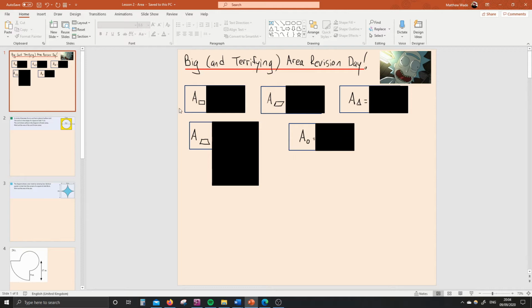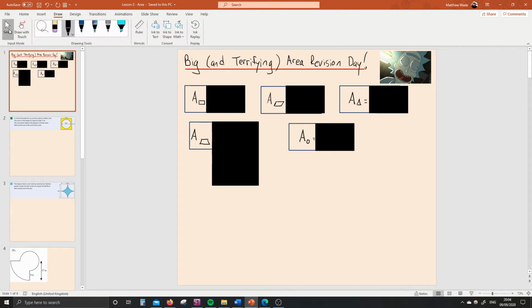Cool. So, to begin with, my lovelies, we have got the area for a rectangle. Now, you might notice that I like to draw it like that. It's just because I can't be bothered to write the word rectangle. So I've put a capital A and a little subscript of a rectangle, and that means area of a rectangle. Well, you guys know what that one is, don't you? Yeah, length times width, isn't it? Very nice, very nice.